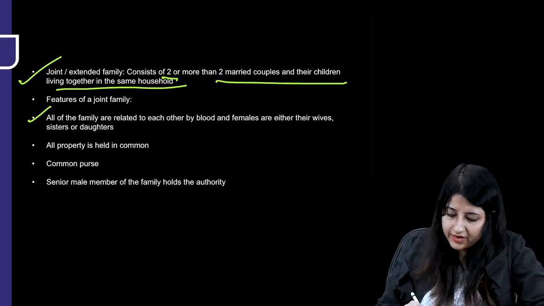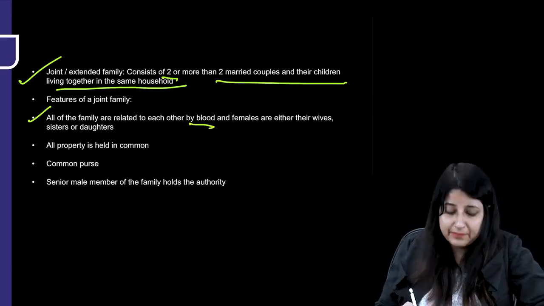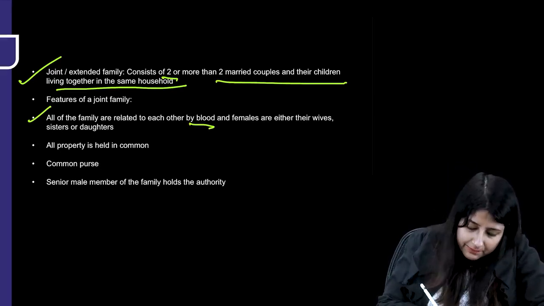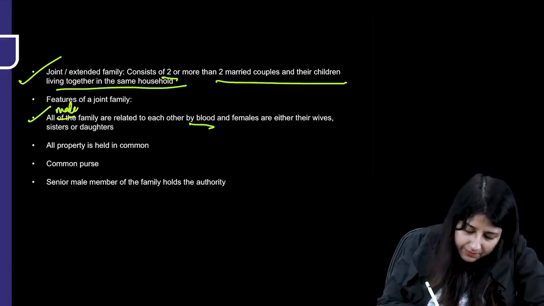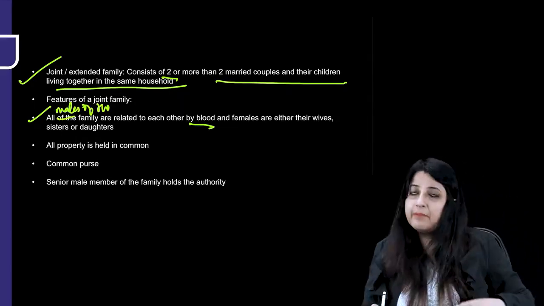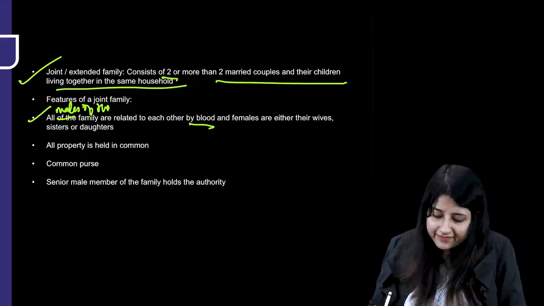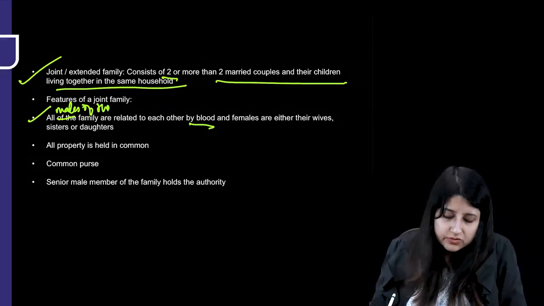Features: all of the family members are related to each other by blood. All of the family or all the males of the family? Okay, all males of the family are related by blood. They are the brothers, and the females are either their wives, sisters or daughters.